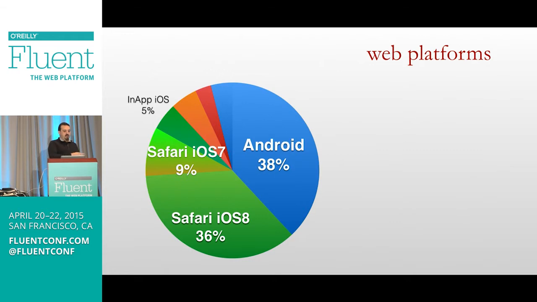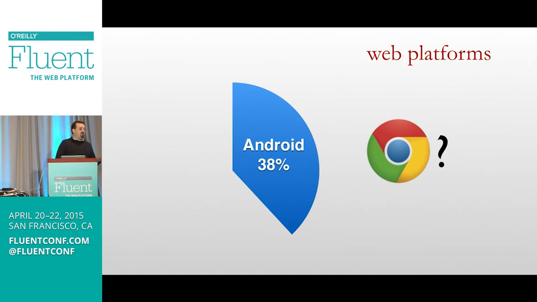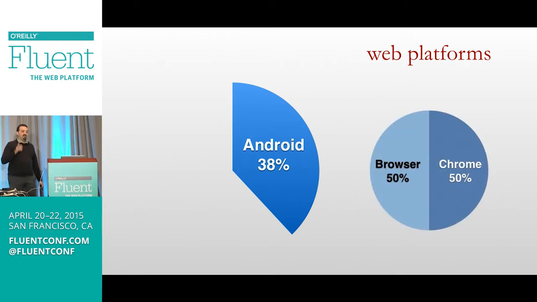So the chart looks like this. That half of the chart is a mix between in-app iOS, so that's Facebook, Twitter, and other apps, Safari iOS 7, Safari iOS 8. Now, if we jump into Android, the first thing that you might have in your mind is Chrome, okay? Android, Google, Chrome. So is Chrome the only browser available for Android? Unfortunately not. So in terms of market share, there are 15 browsers for Android.